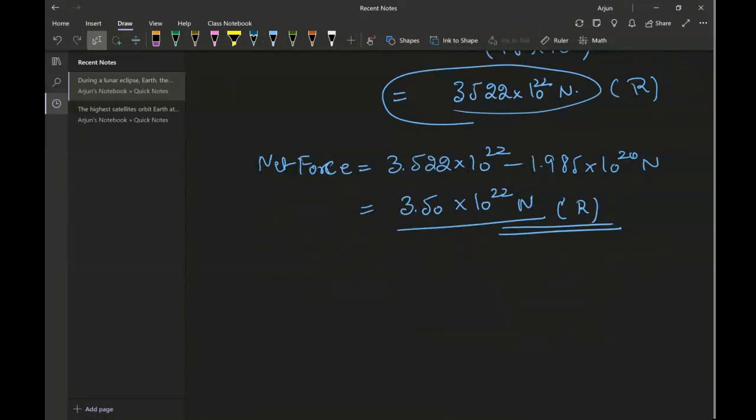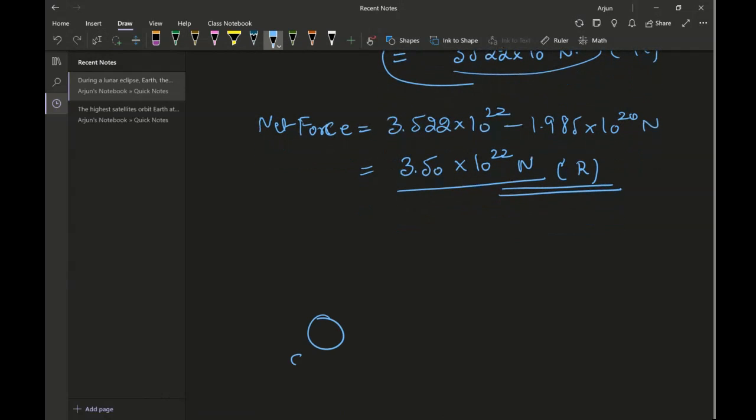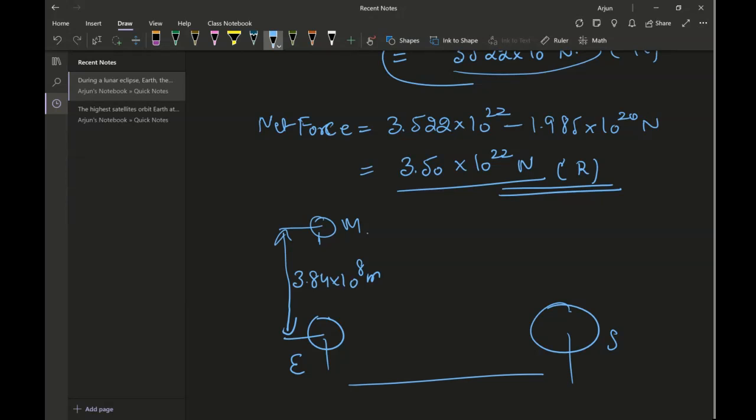Now that was pretty straightforward. That was pretty much an example of a one-dimensional vector problem. But sometimes you may have a question where, let's say this is Earth and this is where the sun is and this is where the moon is. Now how are you going to solve it? And I'm going to keep the distance same between Earth and moon. This distance is 3.84 times 10 raised to the power 8 meter, and then this distance is 1.50 times 10 raised to the power 11 meter.